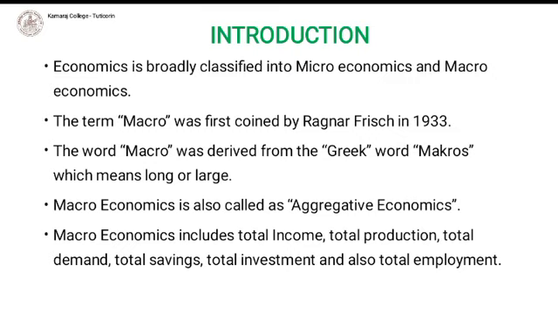First, the term macro was coined by Ragnar Frisch in 1933, and the word macro was derived from the Greek word makros, which means long or large. It's called aggregative economics or total economics. So whenever we involve ourselves with the aspects of the broader economic function of the nation, macroeconomics is the branch of study we are dealing in. And it also includes total income, total production, demand, savings, investment, and also total employment.